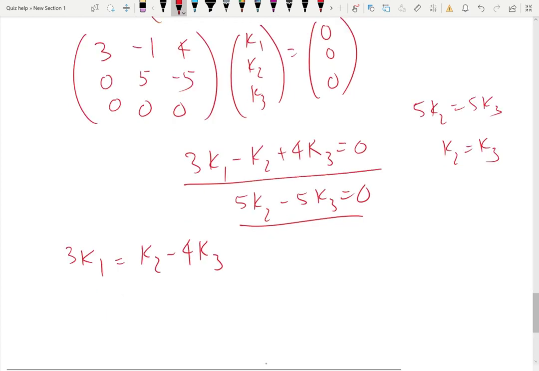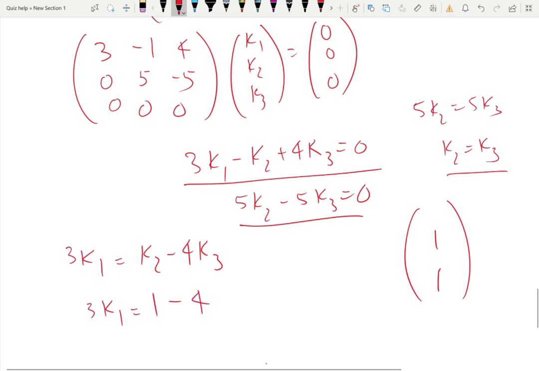All right, so k2 is equal to k3. What would you choose for k3? 1, right? k3 is 1, k2 is 1. Okay, let's find k1. 3k1 is k2, 1, minus 4. Here -3. So 3k1 is -3. So k1 is -3/3, which is -1. So this is the second eigenvector.